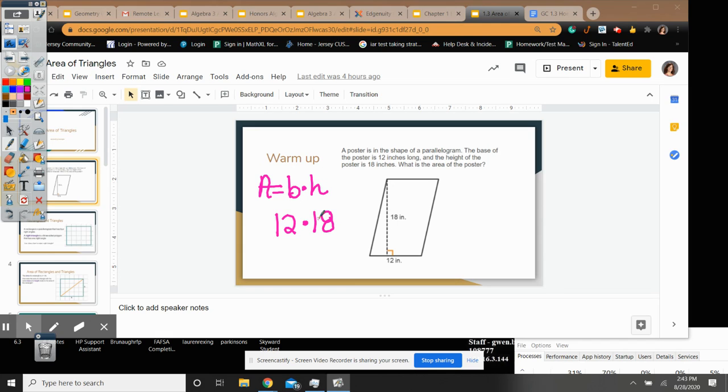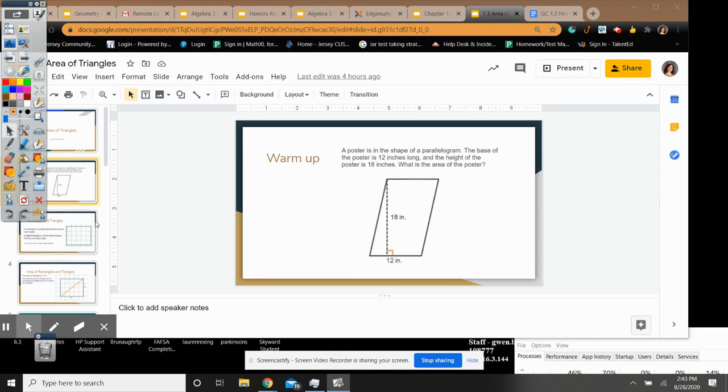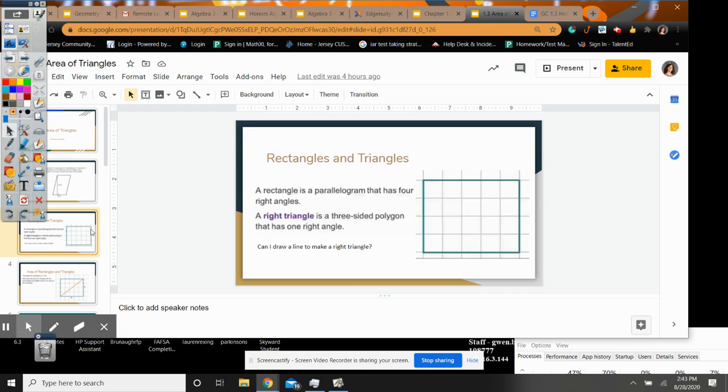And I'm going to guess most of you are going to go to your calculator here. I am too, so I'm not judging anybody. And we're going to get 216. Now, we're not going to just write 216. We're going to write inches squared. Because remember, when we're taking the area, we're counting up how many little squares would be on the inside of that parallelogram.